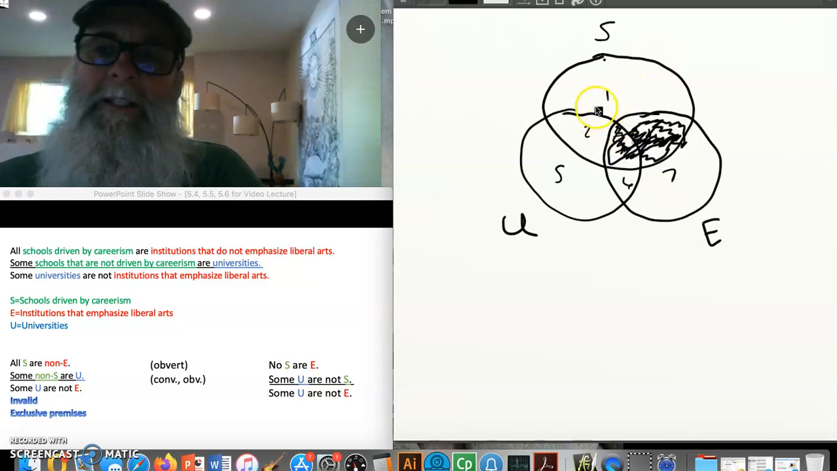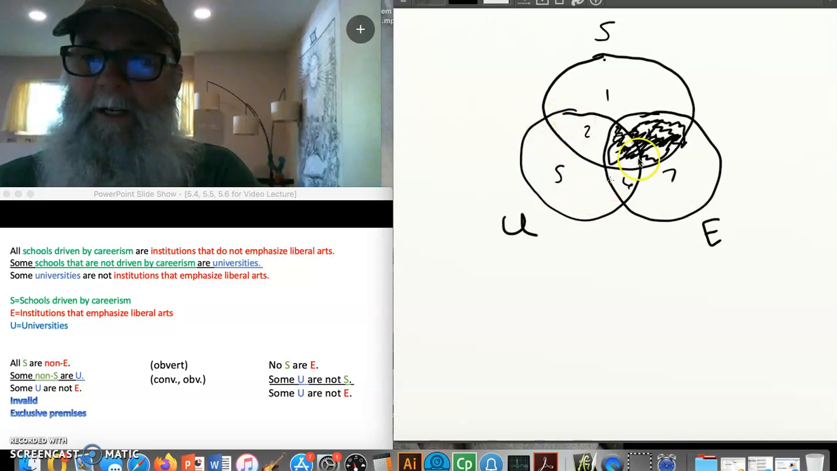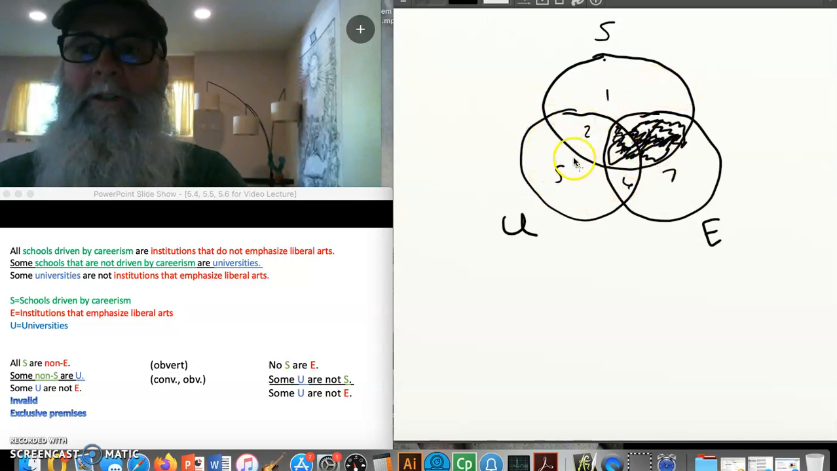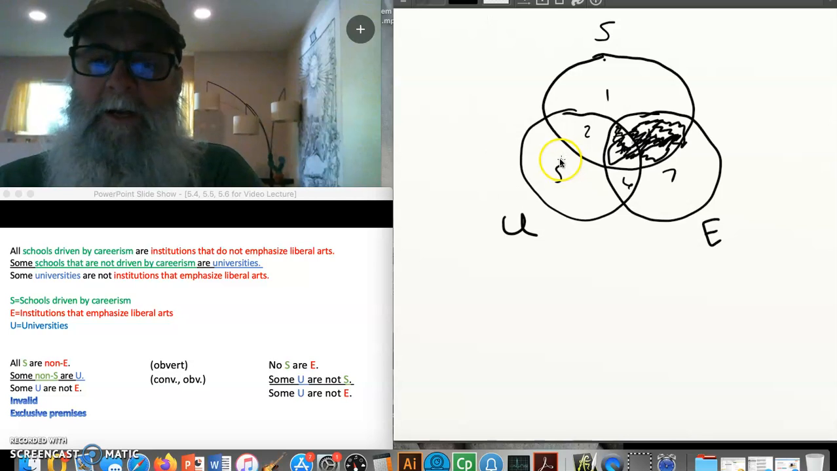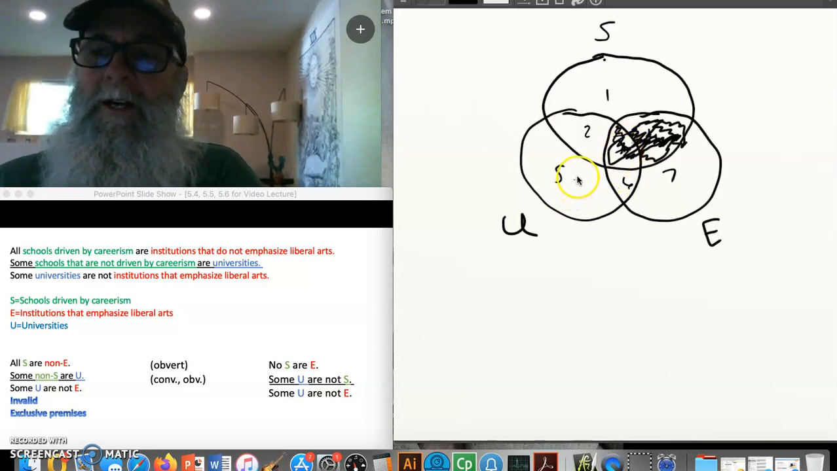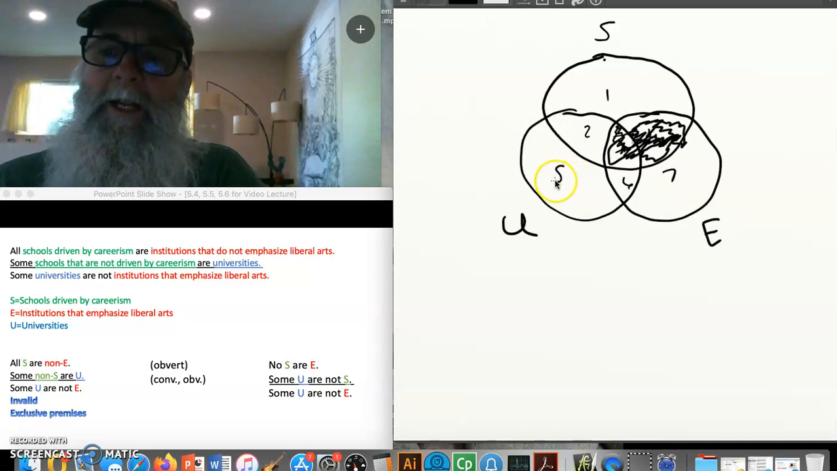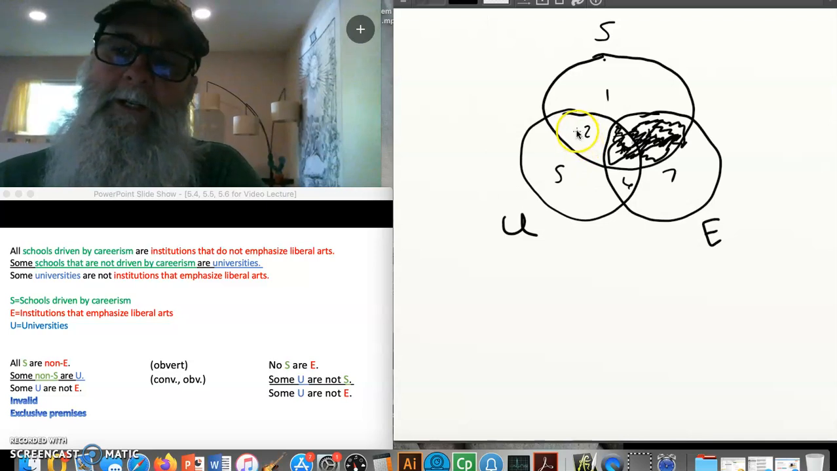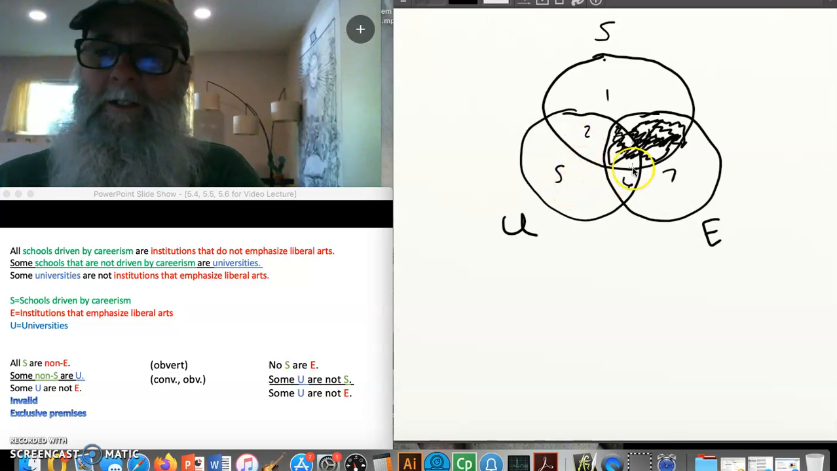Now I've got to diagram my second premise, and I can see that it's a some statement. So I know I'm going to put an X somewhere, and I have to decide in these open areas here, where's a place where an X could go. So I'm going to show that some U's are not S's, and I recognize that U's could be in 2, 5, or 6. They couldn't be in 3 because I blanked that out. So if I wanted to show you that some U are not S, I have to figure out a way to put an X somewhere where there would be a U that's not also an S. So if I put an X in 2, that would be a U that is an S, and I'm trying to show that some U are not S. So I'm going to have to put it in 5 or 6.